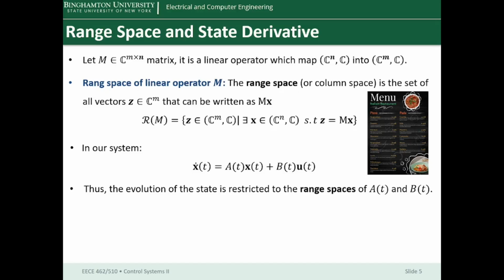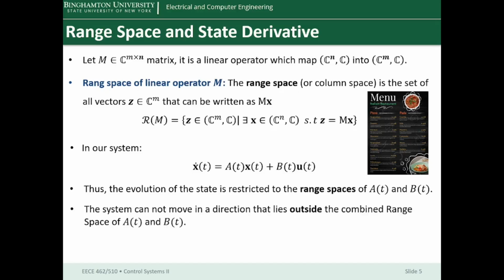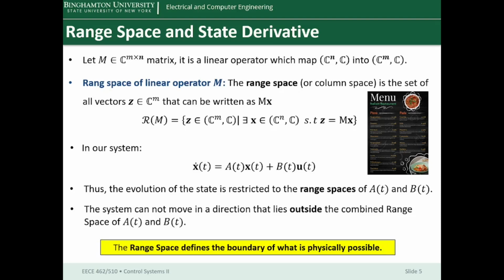The range space of A and B represents the directions of motion the system is allowed to move in. It defines what combinations of internal dynamics from A and external commands through B can actually generate movement. So if you try to design a controller to move the system in a direction that lies outside the combined range space of A and B, you are essentially fighting the system's inherent geometry. It literally cannot go that way. In other words, the range space defines the boundary of what is physically possible.